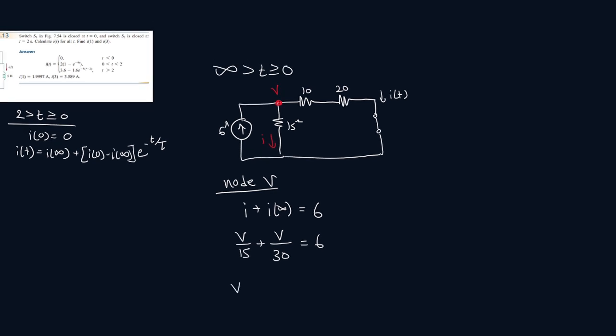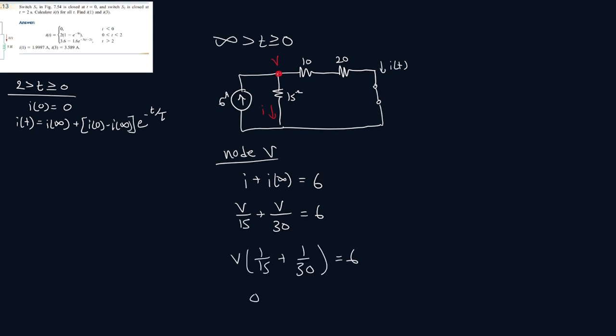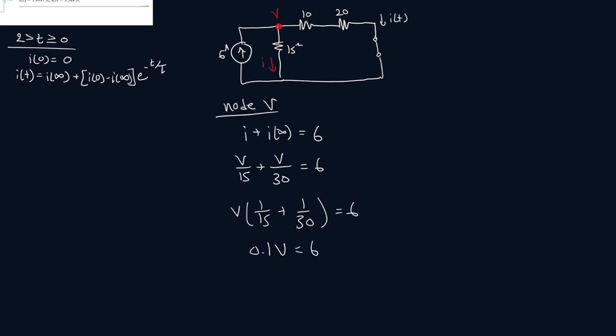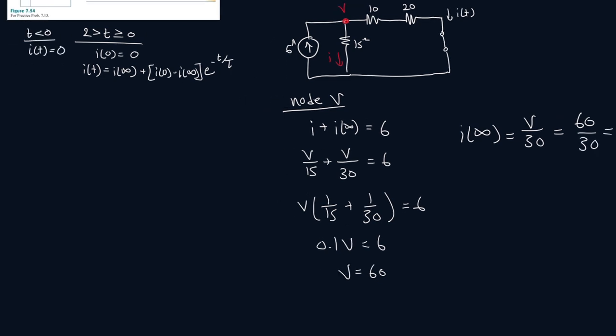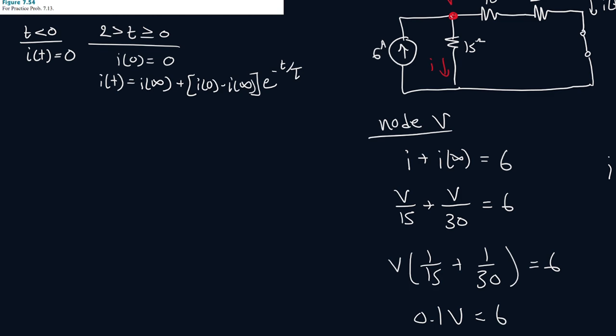So let's take out the V. 1 over 15 plus 1 over 30, that's 0.1, times V equals 6. Divide both sides by 0.1, and we see V is 60. Now we know i(infinity) was V over 30, so it's 60 over 30, which is 2. So now we know what i(infinity) is and we know what i(0) is.